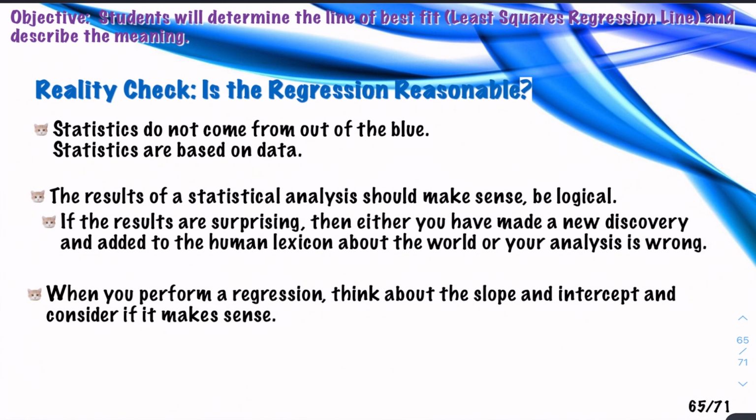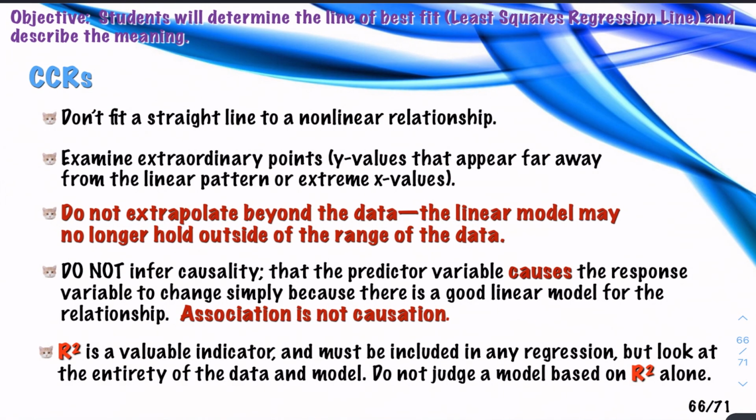So let's just do a quick reality check. Is the regression reasonable? Statistics do not come from out of the blue. Statistics are based on data. Data are collected by people. The results of a statistical analysis should make sense and be logical. If the results are surprising, then either you've made a new discovery and added to the human lexicon about the world, or more likely, our analysis is wrong. So when you perform a regression, think about the slope and intercept and consider, does this make sense?